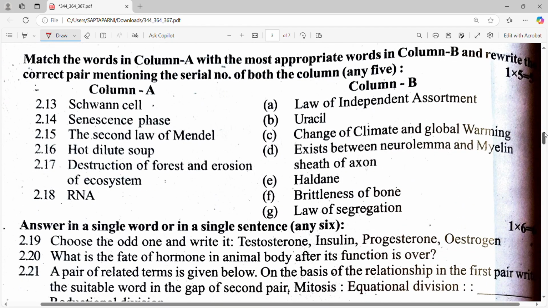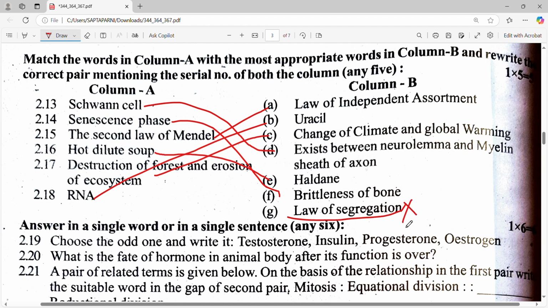Next, you have to match the column. Schwann cell exists between the neurolemma and myelin sheath of the axon. Senescence phase results in brittleness of the bone. Okay, then the second law of Mendel is responsible for law of independent assortment. Hot dilute soup, it was said by Haldane. Then destruction of the forest and erosion of the ecosystem, change of climate and global warming. RNA contains uracil. Okay, so all of them are matched except the law of segregation. It is not matched with any option.